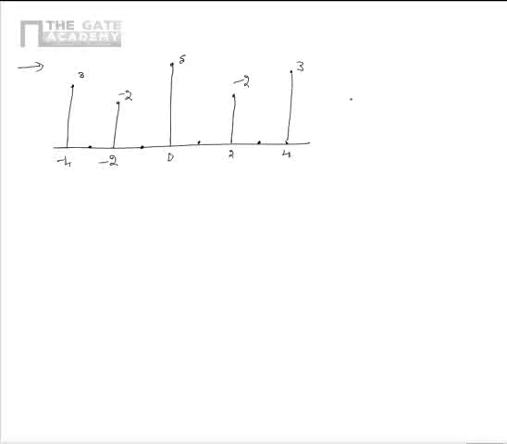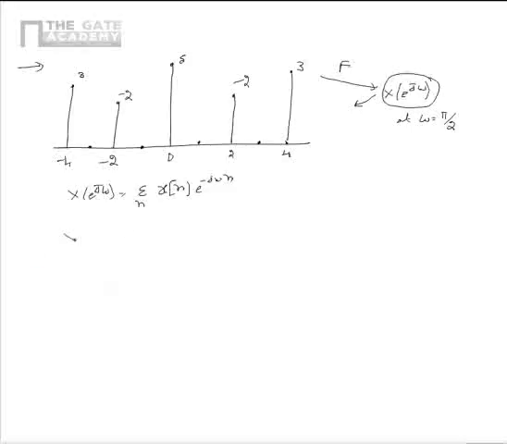We have to find the value of X of e power j omega at omega equal to pi by 2 if X of e power j omega is the DTFT of x of n. We can say that X of e power j omega is equal to sigma over n of x of n e power minus j omega n. So this can further be simplified as X of e power j pi by 2, because we need to find the value of X of e power j omega at omega equal to pi by 2, sigma n x of n multiplied by e power minus j pi by 2 n.